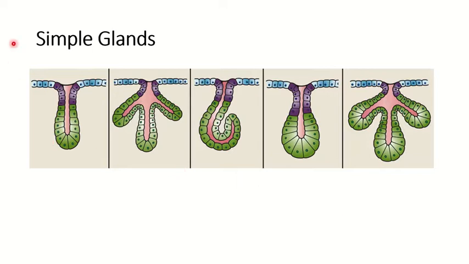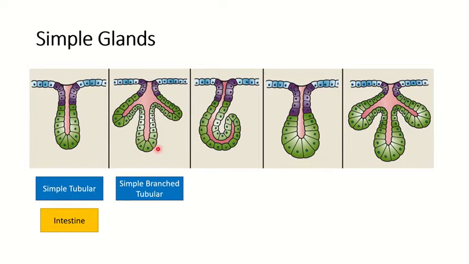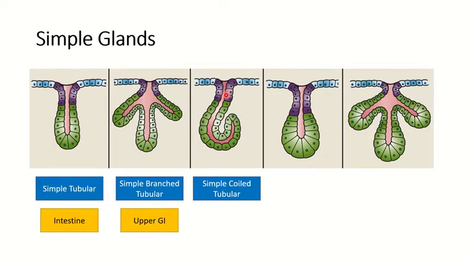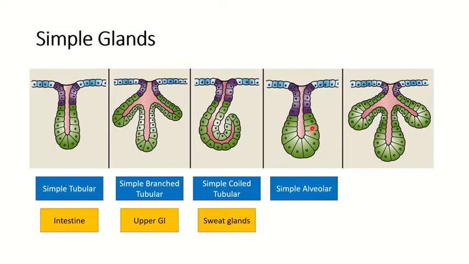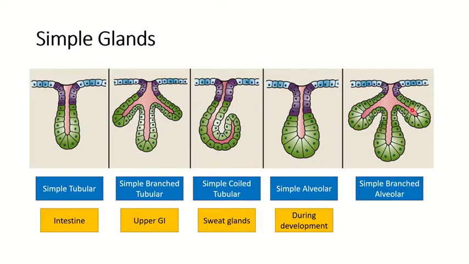Glands are classified as simple or compound. Simple is the one that has only one duct, and compound has multiple ducts. It can be a simple tubular, so it's elongated. An example is in the intestine. Or simple branched tubular, still elongated, but with more than one gland. You can see it in the esophagus, in the stomach, and in the mouth. And this is coiled, so simple coiled, because it has only one duct here. An example is sweat glands. And this is called simple alveolar, so it is spherical in shape, or acini. This is during development. You don't see it in adults. And then simple branched alveolar, because it has multiple glands, still spherical. You can see that in the sebaceous glands that produce oil.